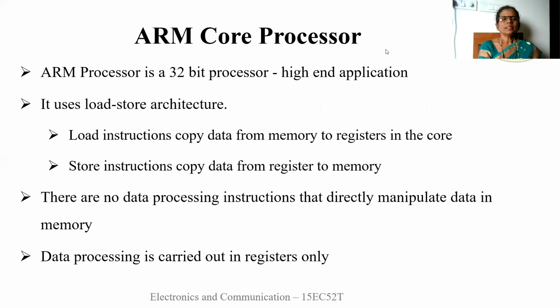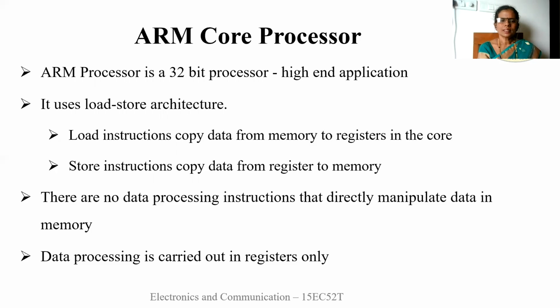The ARM processor is a 32-bit processor for high-end applications. So for high applications, it is used. It uses load-store architecture, an important feature. In a load-store architecture, there are two types of instructions in the ARM controller: the load instruction and the store instruction. So what does the load instruction do? The load instruction copies the data from memory to a register in the core. So you should understand loading from where to where.